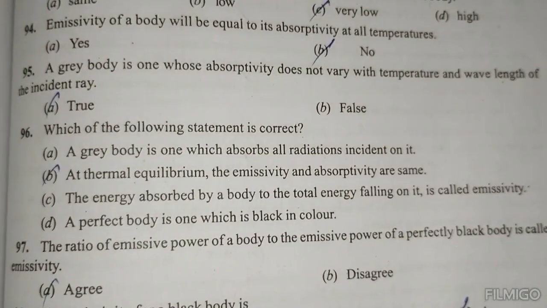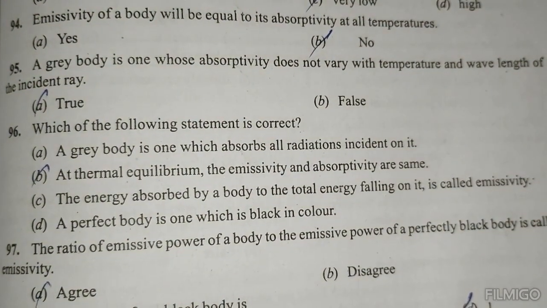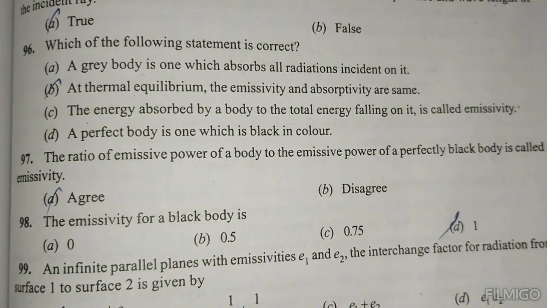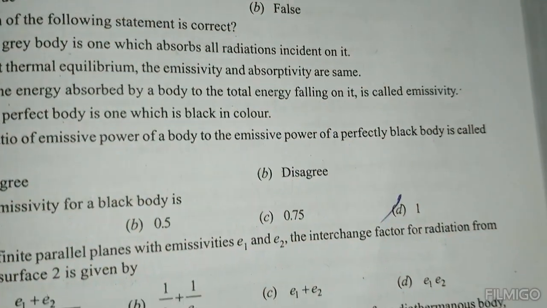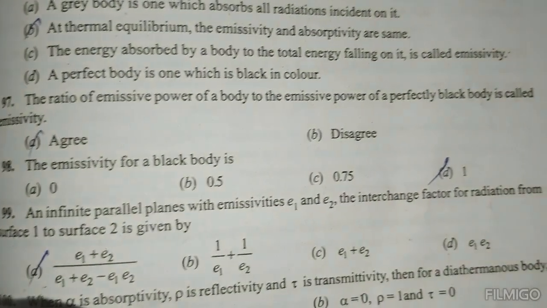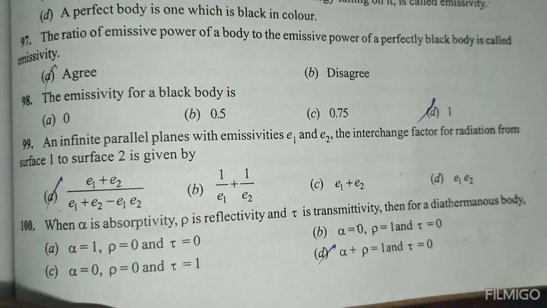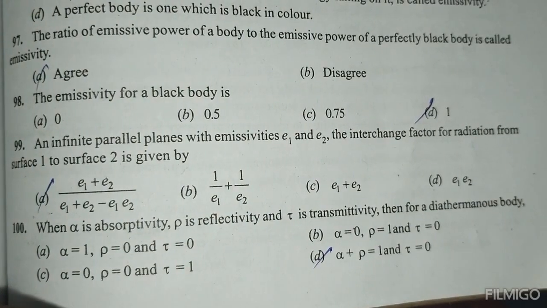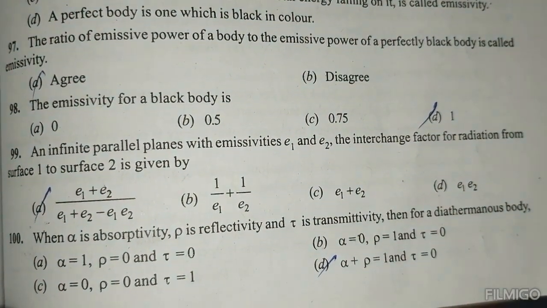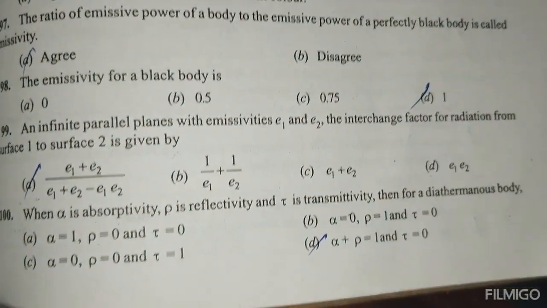This is true. Which of the following statements is correct? At thermal equilibrium, the emissivity and absorptivity are the same. The ratio of emissive power of a body to the emissive power of a perfectly black body is called emissivity. The emissivity for a black body is 1. For infinite parallel planes with emissivities E1 and E2, the interchange factor for radiation from surface 1 to surface 2 is given by E1 E2 divided by E1 plus E2 minus E1 E2.